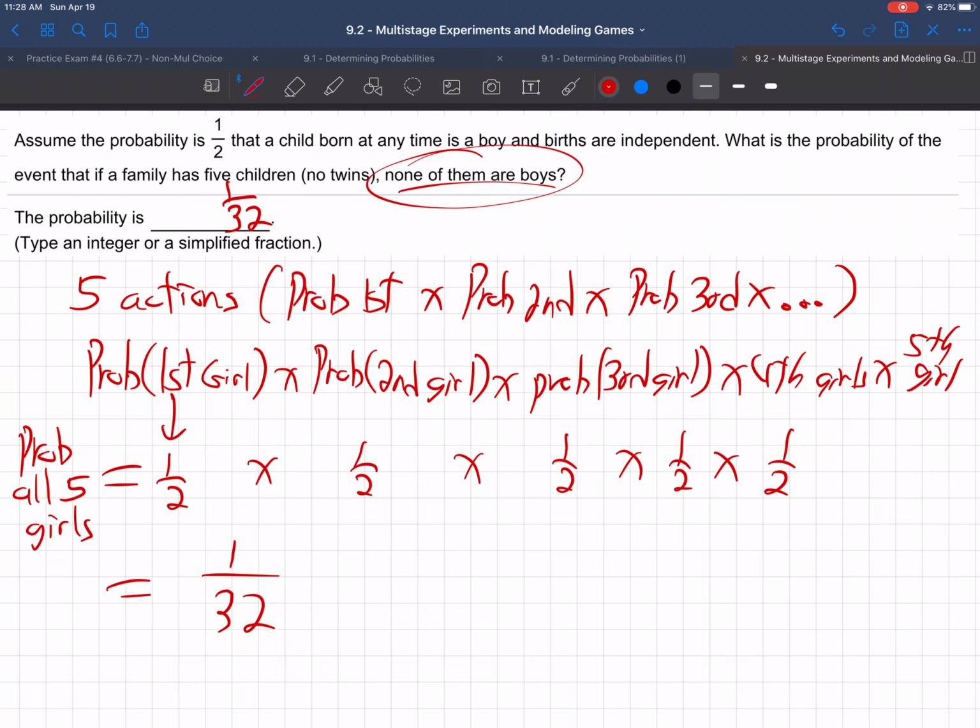1/32. So the moral of the story is that when actions happen one after the other, you multiply their probabilities together. You want to have a girl and another girl and another girl and another girl. And always means multiply, while or will mean add. We'll get to some of those examples, but this is "and" here. We just multiply those together.